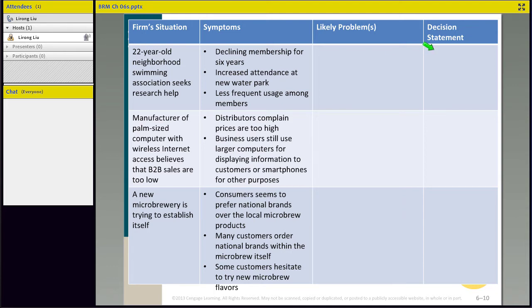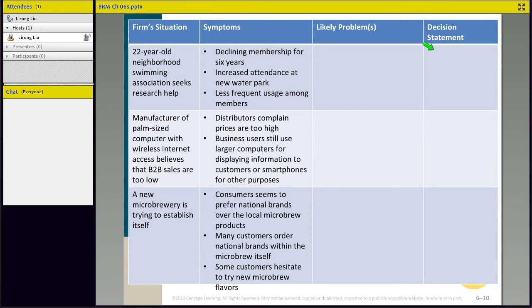Okay, so what is the decision statement? Apparently, the management or the director definitely wants to know how to attract more customers, right? How to change or create a more favorable attitude towards the pool, how to regenerate their market, how to make the association more popular again. Okay, that's the decision statement.